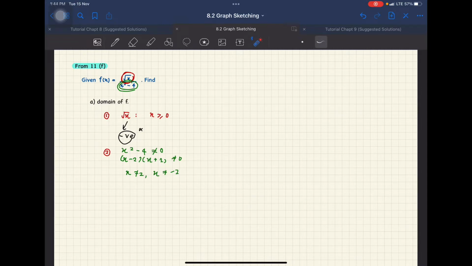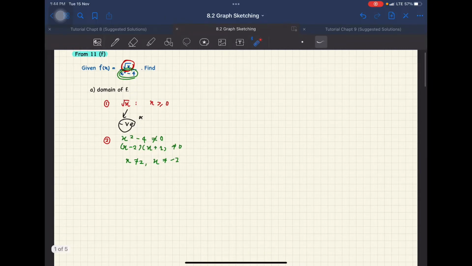Okay, so macam mana cara nak tulis dia in term of interval? Ataupun dalam bentuk bracket tu, we write it as, so dia tak boleh sama dengan negatif 2 dan 2 sahaja. Selain daripada tu, dia boleh. Okay, so maksudnya kalau kita nak buat an interval, so dia akan jadi starting from negative infinity up until negative 2. Okay, so dia tak boleh sampai negative 2.